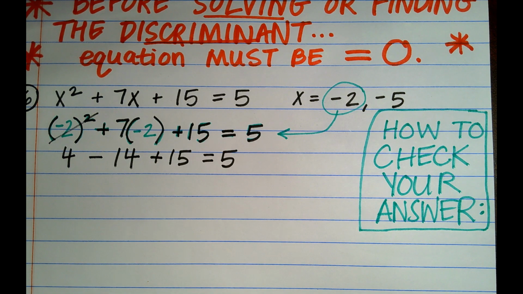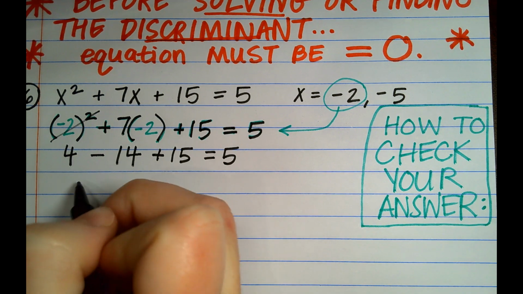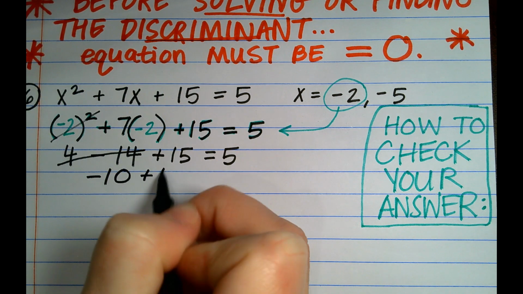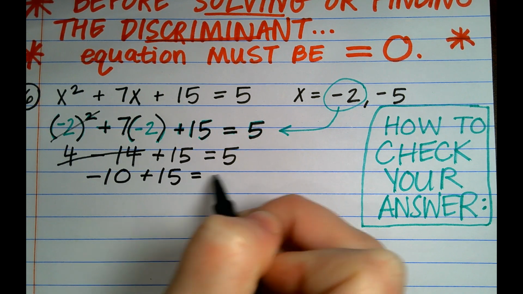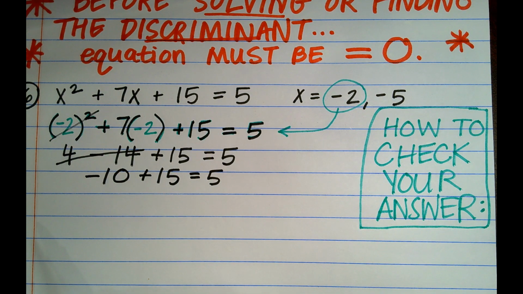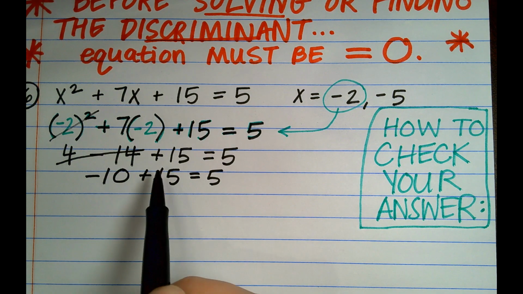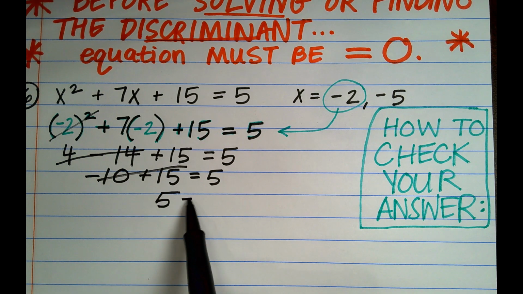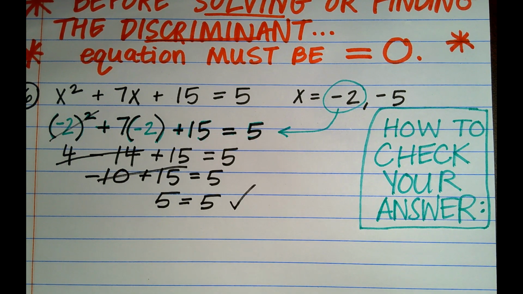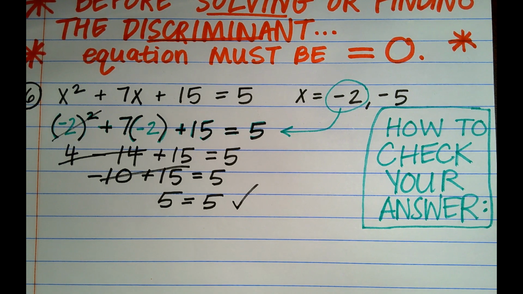What is 4 minus 14? -10 plus 15 equals 5. What is -10 plus 15? 5. It's 5. Is 5 equal to 5? Yes. So our answer is correct. -2 works. Kind of cool. We could do it with -5 as well, but I'll tell you right now it works.